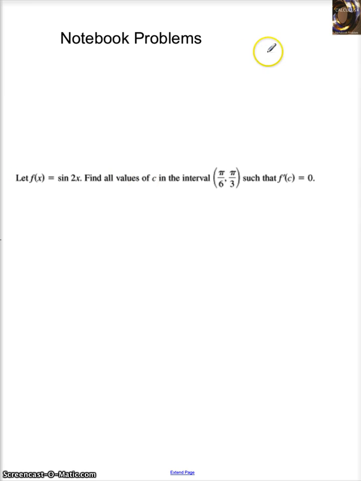Now, your turn. Put this one in your notebook. When you're done, finish the rest of your homework.